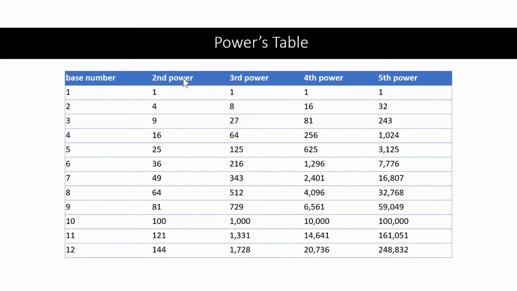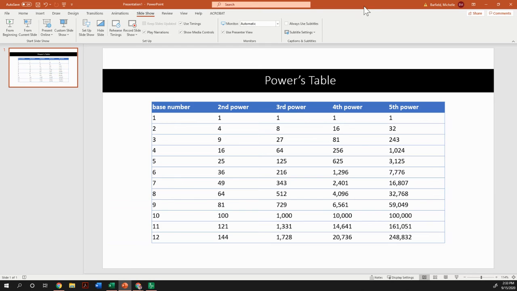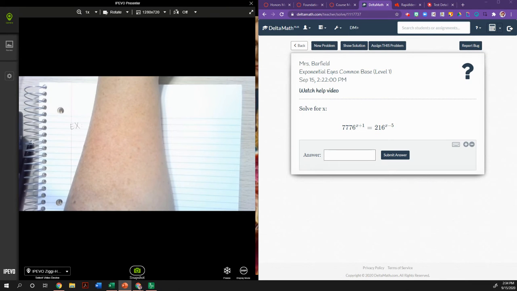Remember, 2 to the second power is 4, 2 to the third power is 8, 2 to the fourth power is 16, 2 to the fifth power is 32. So that's how I'm going to utilize this table. I'm going to be looking for values here, and then over here is going to tell me what my base is, and the numbers going across the top are going to give me my exponents. All right, so let's go away from here, and I will reference that for myself on a different screen.